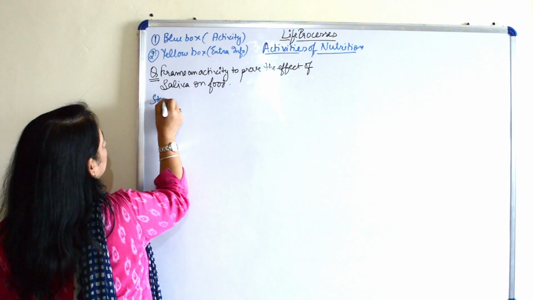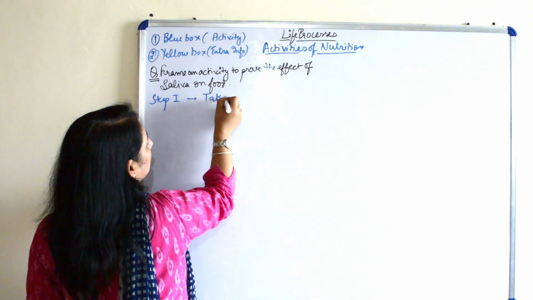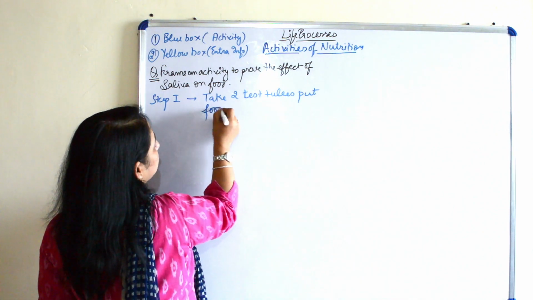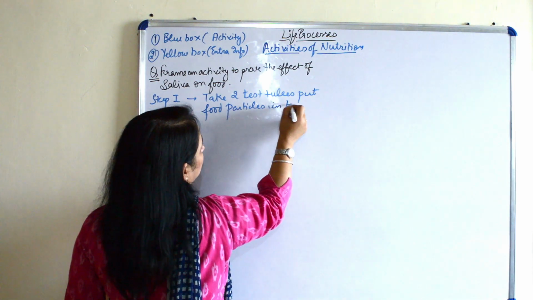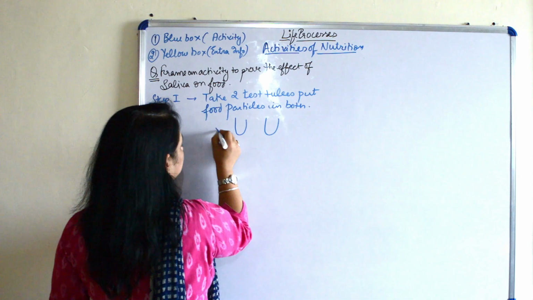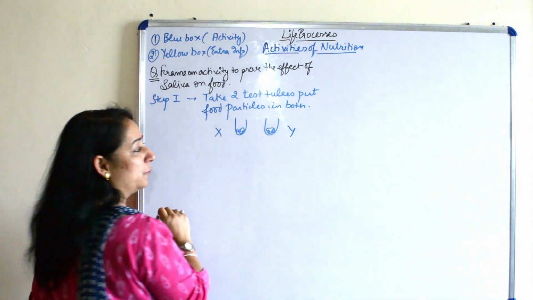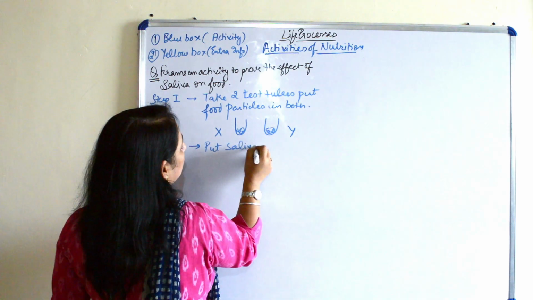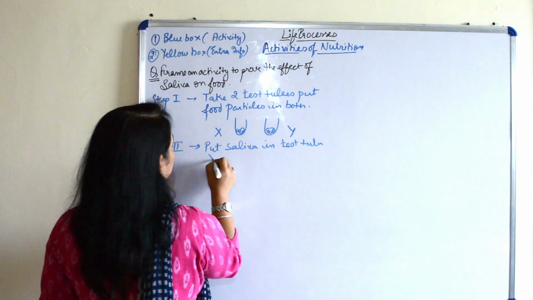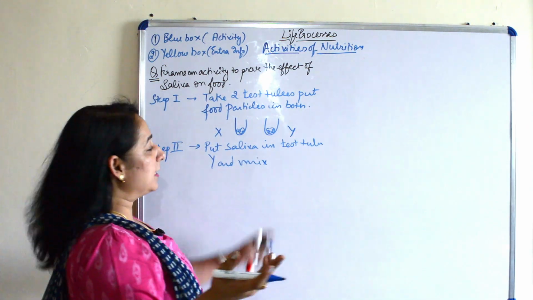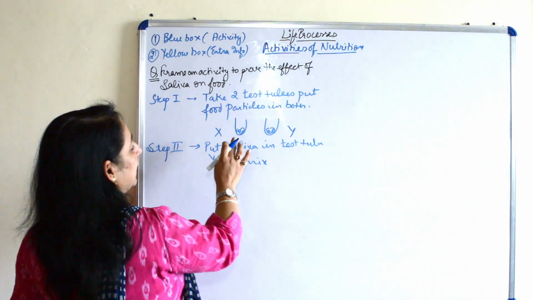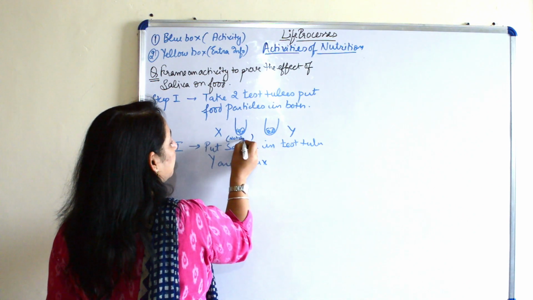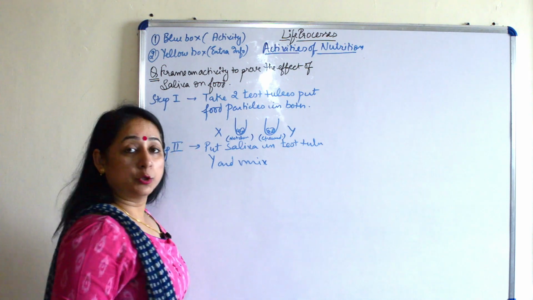So the first step for the activity would be to take 2 test tubes, put food particles in both. We label them as maybe X and Y. Step 2: put saliva in test tube Y and mix. You can also write that in test tube Y put chewed food. In X the food is not chewed, whereas in Y there is chewed food. When you chew it, saliva mixes with it.